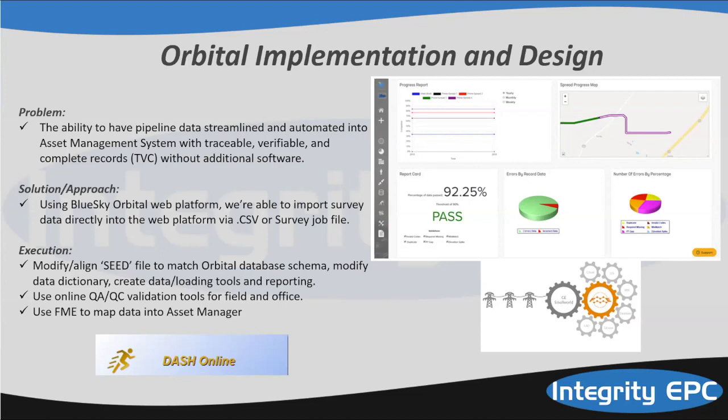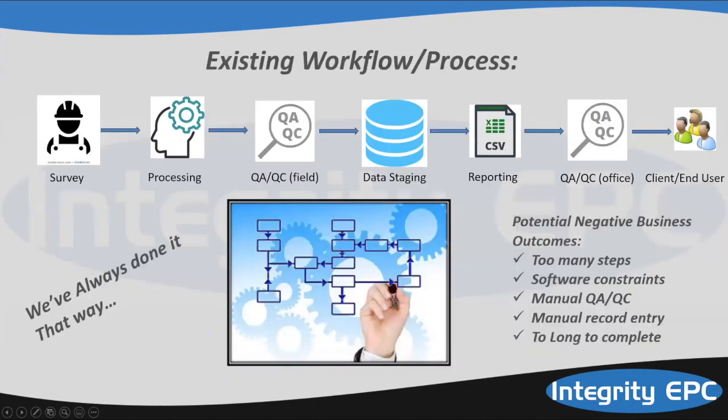So take, for instance, if you had 1,000 wells or 2,000 wells, very large pipeline projects where you had all these records and you had to manually populate all the information, it would take a very long time. And this is what was happening. So we needed to create that automated piece, and we worked with their GIS department, and we were able to use FME to map this data into their asset manager.